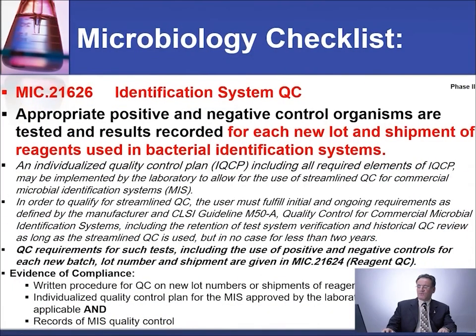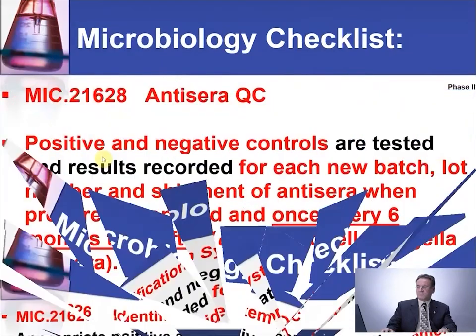For MICRO.21624, identification system QC, you need to do the QC for the identification system in your section for each new lot and shipment, even if it's the same lot of reagent used in the bacterial identification system, and you need to keep a record of that.